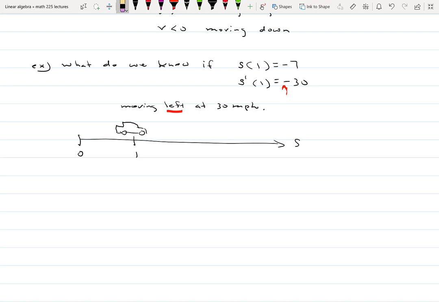S'(1) equals negative 30 says that the guy is moving at 30 miles per hour, moving to the left, only at that time. It doesn't say what's happening an instant later, if the person's putting on the brakes, speeding up or slowing down or whatever. We need something else for that.